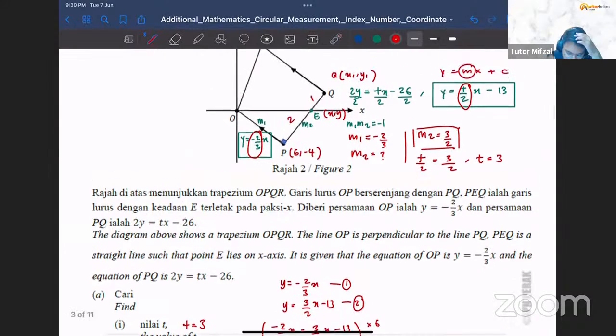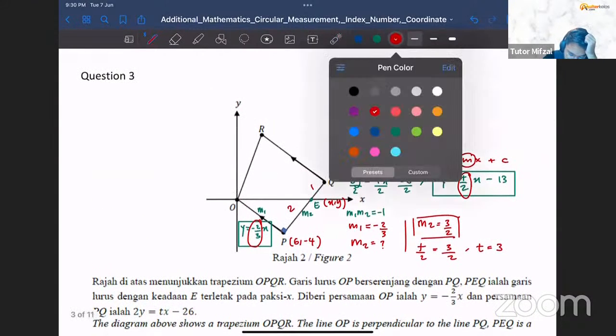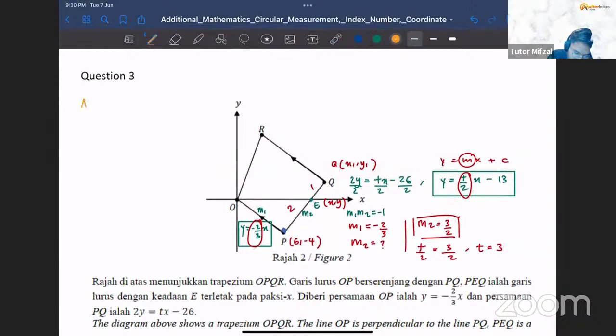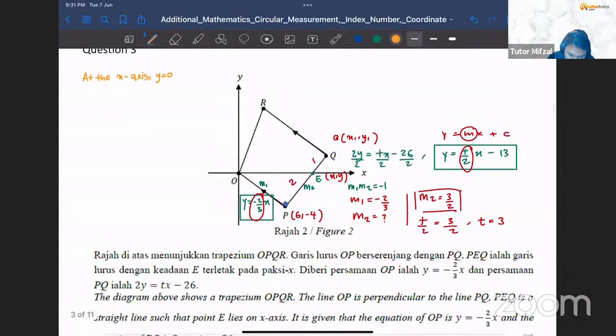So, now we have to find E pula. So, how do I find E? E lies on the x-axis. So, at the x-axis, y is equivalent to 0. Betul tak? Sini x-axis. So x-axis, y kosong. Okay. So you can use the equation of straight line PQ to get the value for E. Senang. So tadi the equation is 3 over 2x minus 13 kan. So when you substitute y is equivalent to 0, you can get the value for x.